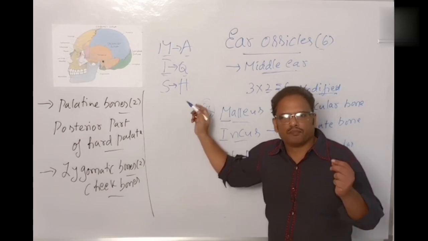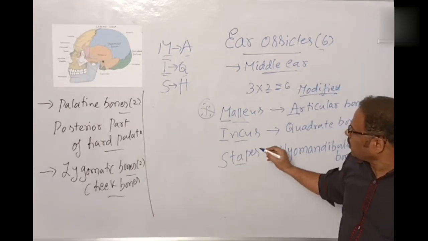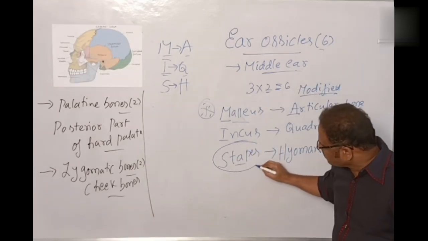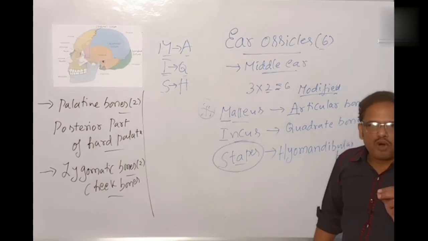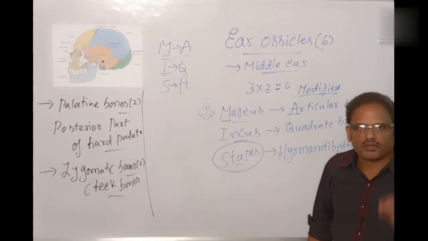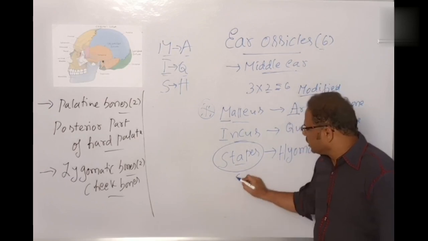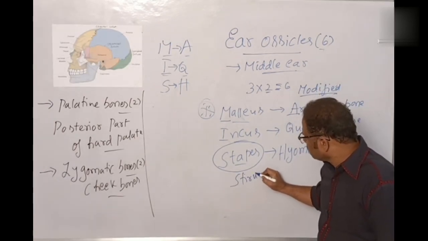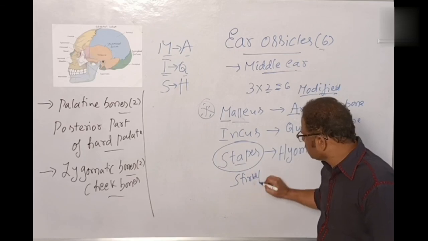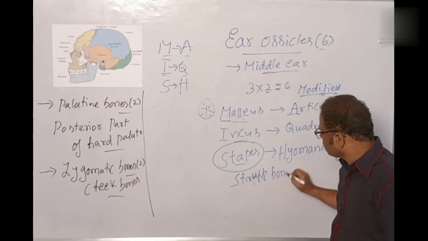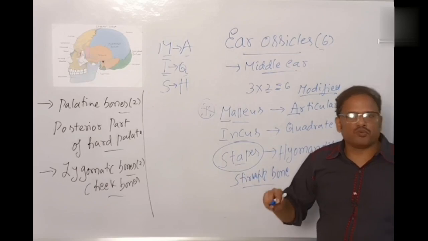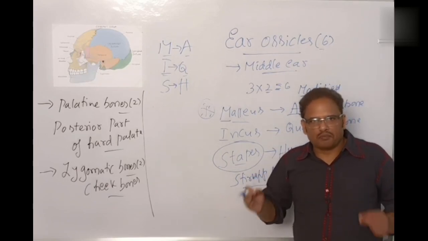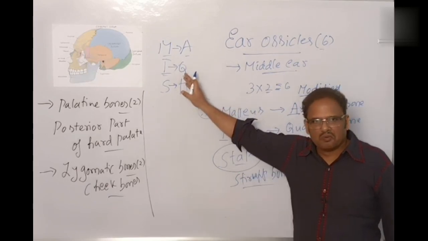That's it, very simple. And which is the smallest bone of the human body? That's the stapes. Stapes is the smallest bone of the human body. Okay, students. Also called stirrup bone. So type in the comment box below which is the smallest bone of the human body and what is this code. What do you understand?